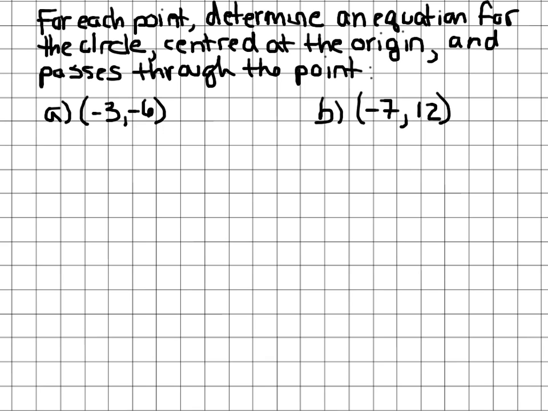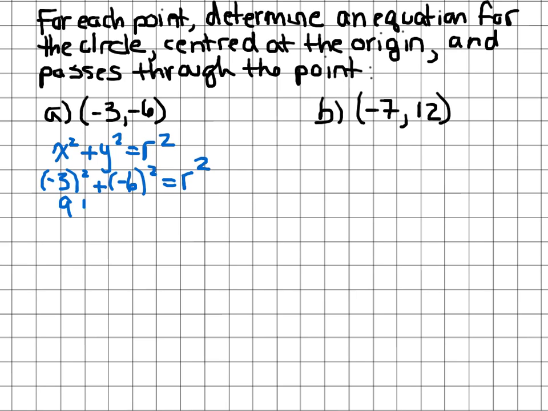Okay, now it's time to again do some examples. For each point, determine an equation for the circle centered at the origin that passes through the point. For the first one, we have the point -3, -6. Again, the equation of a circle is x squared plus y squared equals r squared, and we need to substitute in our point to find out what the radius is. So we have minus 3 squared plus minus 6 all squared equals r squared.